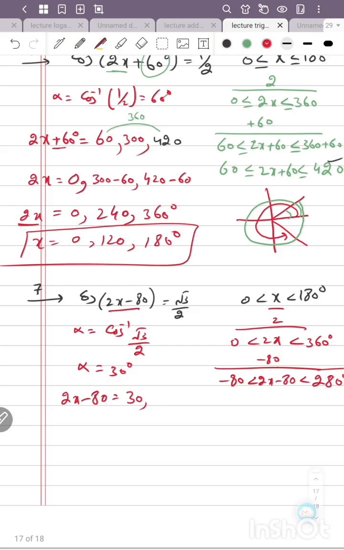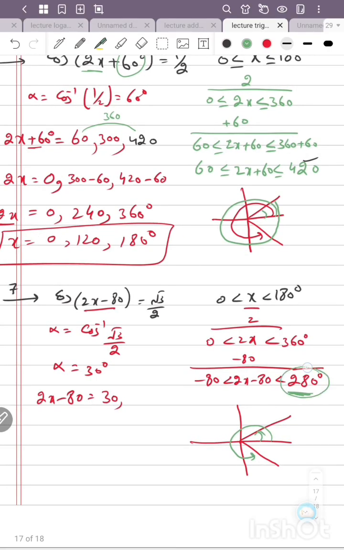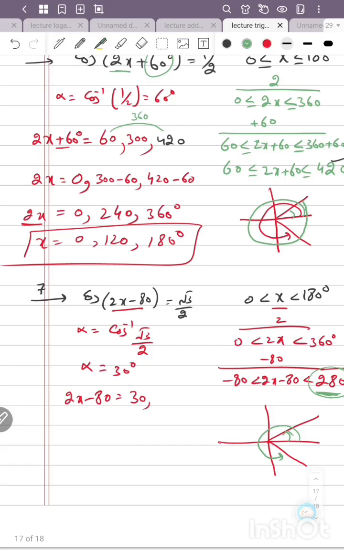Because we have to write it, our cos is positive in the first quadrant and fourth quadrant. At first quadrant it is the same, and then it moves from here to here. So in the first quadrant it will be 30, because its limit is 280. When we put 360 minus 30, we get 330. But we don't write 330, because our limit is 280, so we will go to the next level.